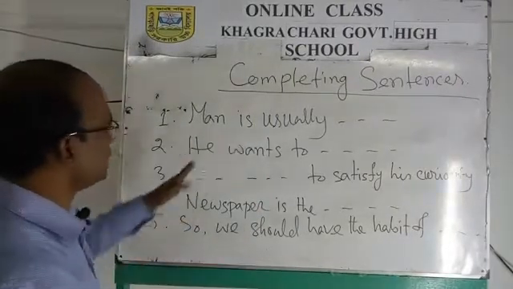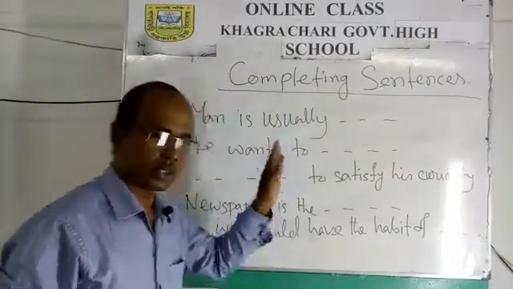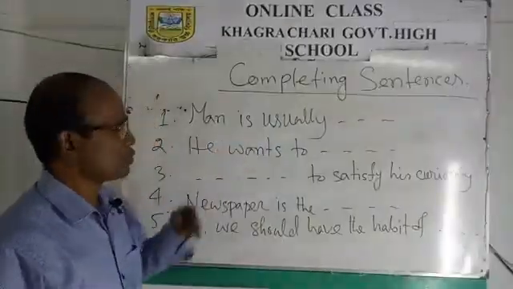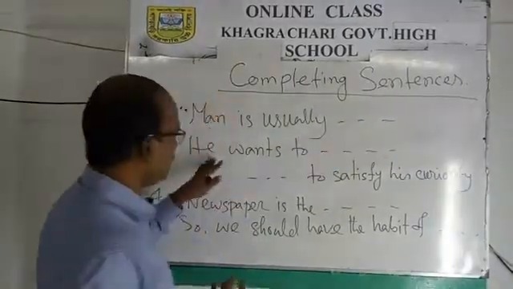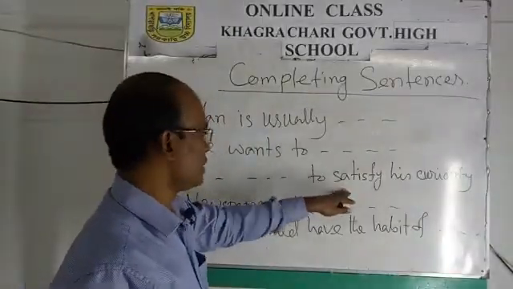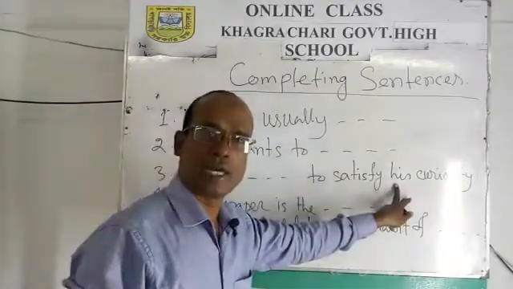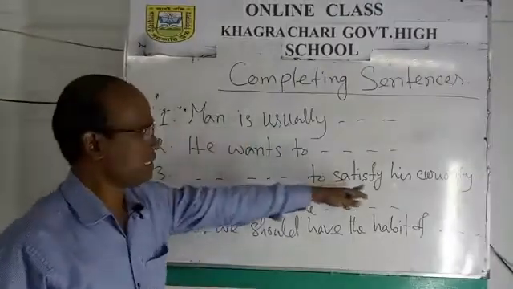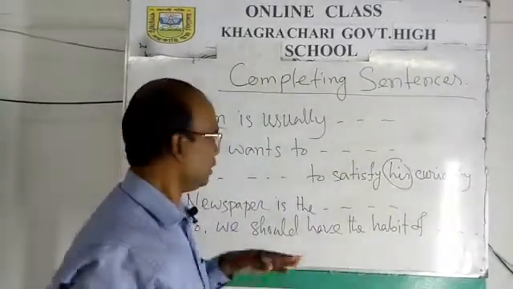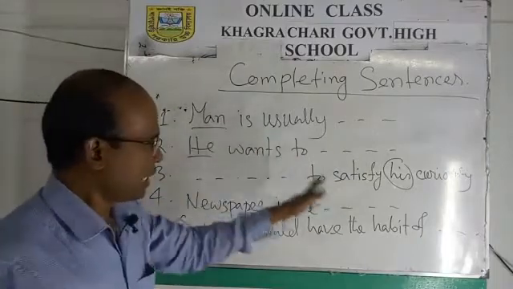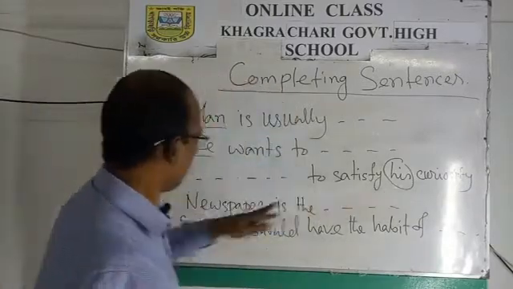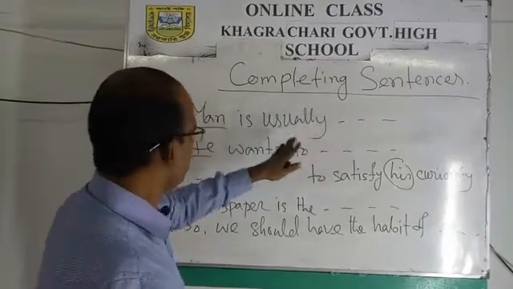So how can we complete the sentence? Man is usually. This idea is not clear and we need another information. So what? Man is usually what? Not clear. He wants to. Anything may be. But when you will go to third sentence, to satisfy his, from where his has come? From man. So there is a connection. His, man, he. There is a connection. So we may say they are on same context. Yes. Newspaper. Satisfy newspaper. So now it will be easy to complete it.